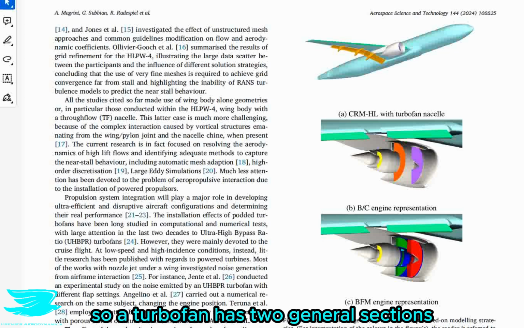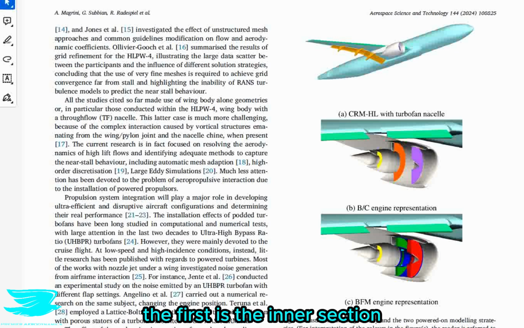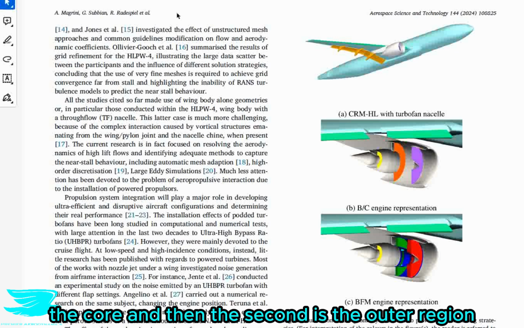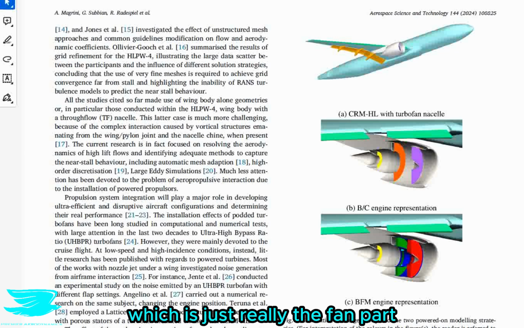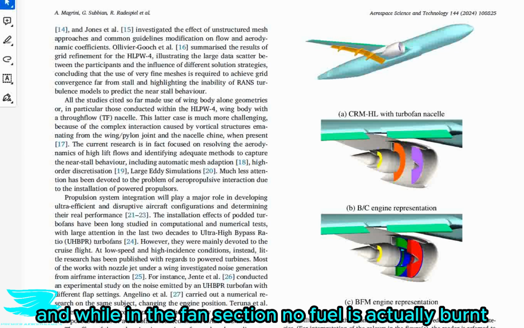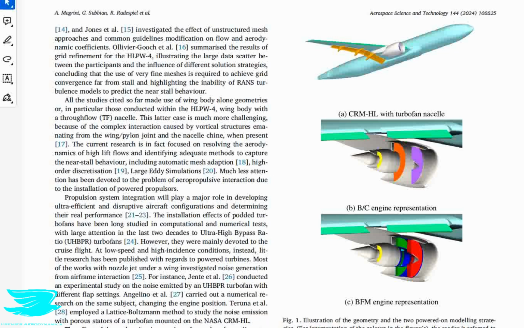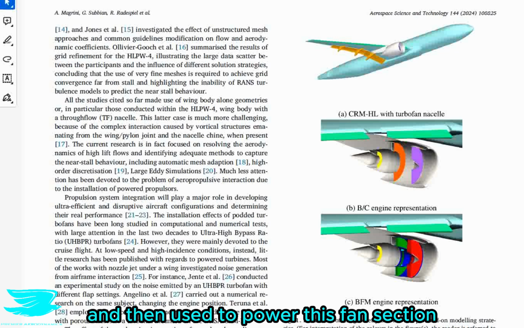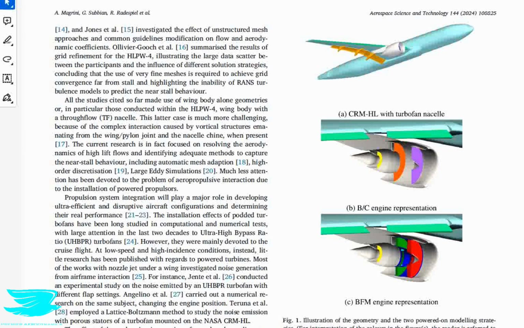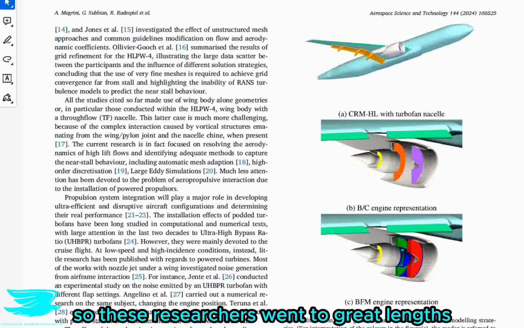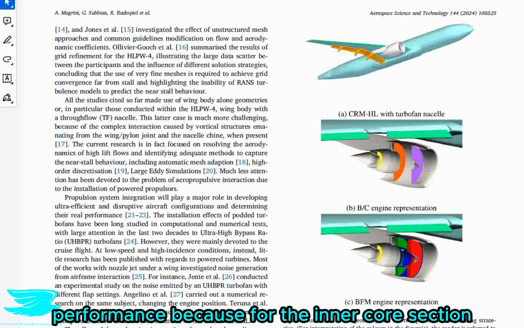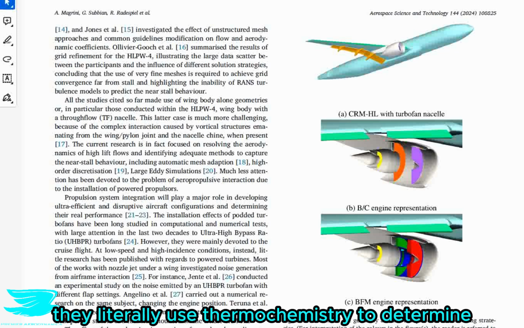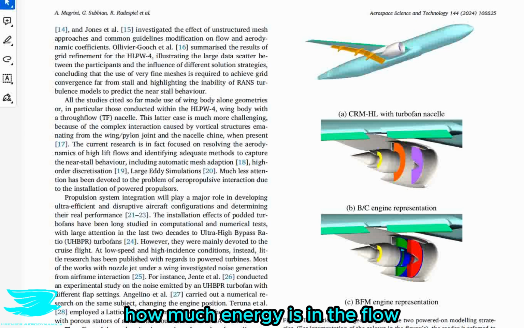A turbofan has two general sections. The first is the inner section, the core, and then the second is the outer region, which is really the fan part. The core is where the fuel is burnt, and while in the fan section no fuel is actually burnt, some of the engine energy from the burning section gets tapped off and then used to power this fan section. So these researchers went to great lengths to actually model the engine performance, because for the inner core section, they literally used thermochemistry to determine how much energy is in the flow, and hence the flow physics.